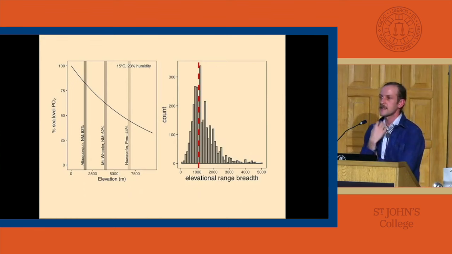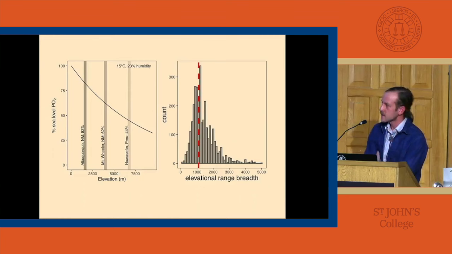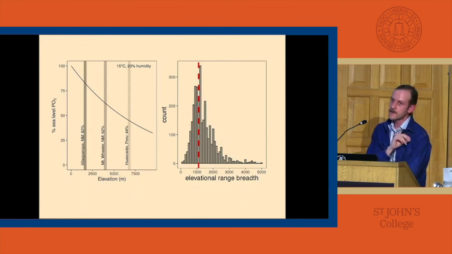So Albuquerque, of course, spans a wide range of elevations, which is the kind of thing I would notice. This particular measurement was taken at the airport, which is at around 5,300 feet. In Albuquerque, you have about 82% of the oxygen available at sea level. Mount Wheeler, which is, of course, the roof of New Mexico up by Taos, you have about 62% of the available O2 at sea level. And then in Huascarán, Peru, which is the highest mountain in the Cordillera Blanca, you're down to below 50. You're at like 44% of the available O2 at sea level.